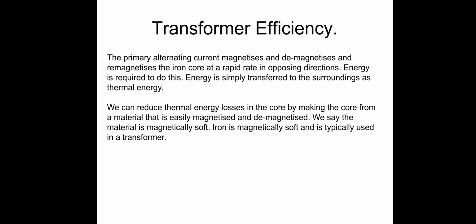So we can reduce thermal energy losses in the core by making the core from a material that is easily magnetized and easily demagnetized. So what we do, we say that the material is magnetically soft. Iron is a magnetically soft material and it's typically used in a transformer. So if you hear the term soft iron, it's not because iron is soft. Iron's not soft, it's actually very dense, as you know, but it's magnetically soft, which means it's easily magnetized and easily demagnetized.